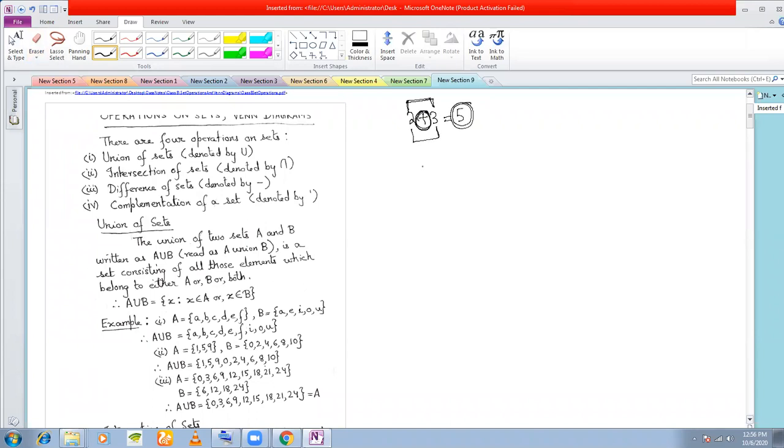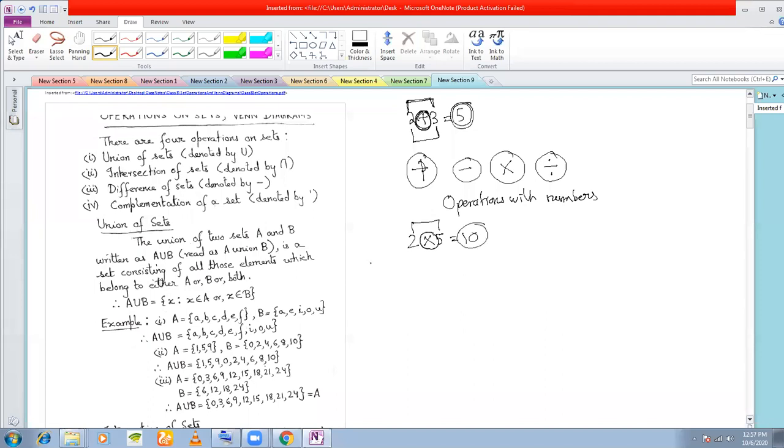This plus operation, or the minus operation, or the multiplication operation, or the division operation, you are doing with numbers. These are operations with numbers. You multiply 2 and 5, you get 10. This multiplication is operating on 2 and 5 to give you 10. That is what operation means.